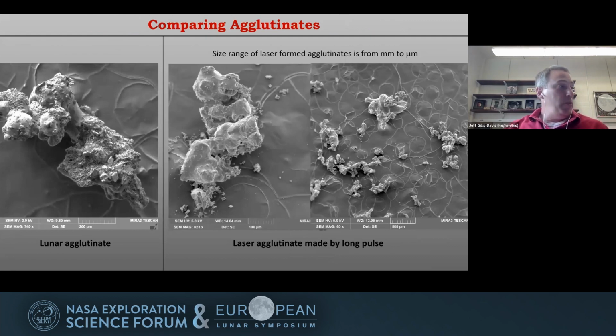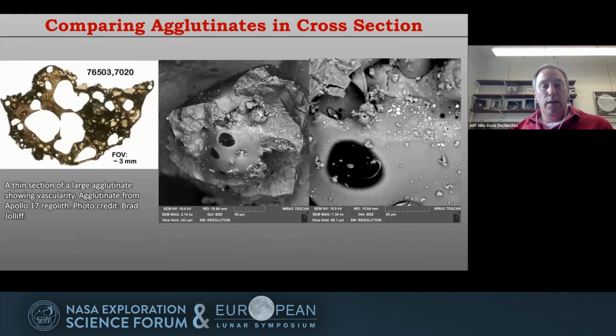Next are some SEM images that I'll go over really quick. Left is a lunar agglutinate. Right are some laser agglutinates that we've made. They look pretty similar. The far right image just shows we can make them of all different sizes. Viscosity, acicularity is also a feature that we need to replicate. We do see we create some vesicles.